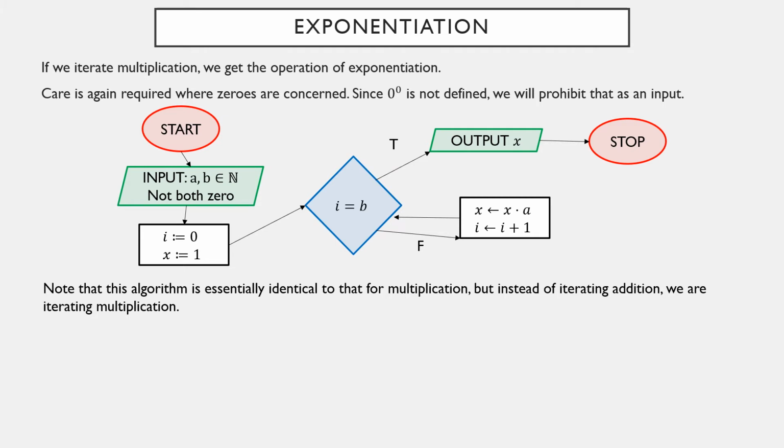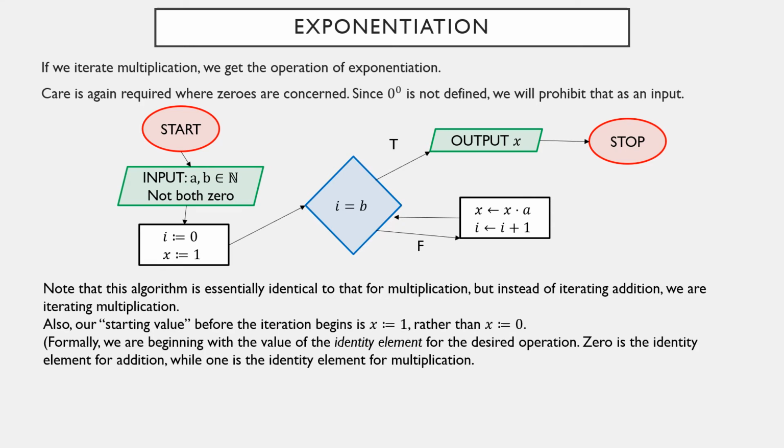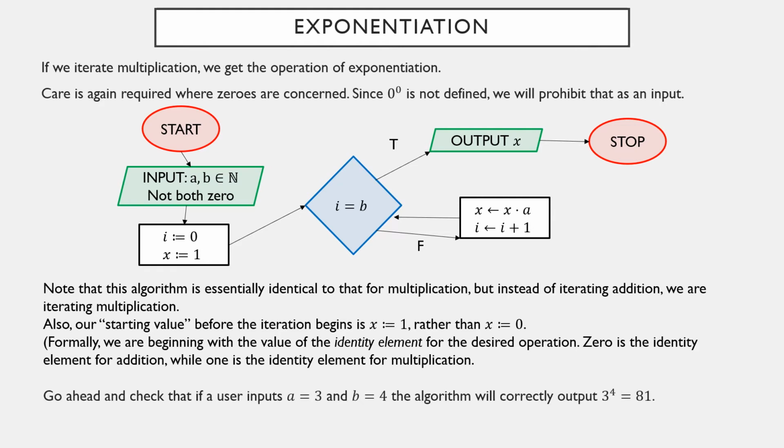It's basically the same structure as multiplication. The only thing that's changed is that in the multiplication algorithm at this step, it was x plus a, and here it's x times a. Instead of iterating addition to get multiplication, we are iterating multiplication to get exponentiation. And our starting value starts at 1 rather than 0. What we're really starting with is the identity value for the relevant operation. When we were doing addition over and over again, we start with the identity element for addition, which is 0. Now that we're doing multiplication over and over again, we start with the identity element for multiplication, which is 1.